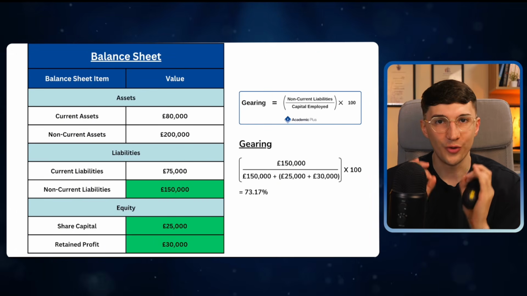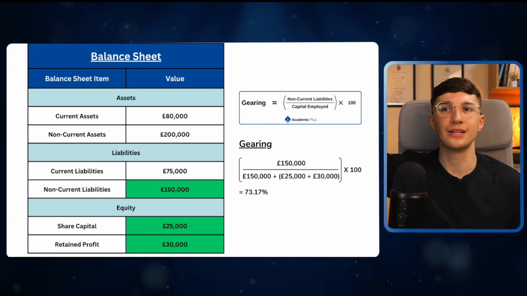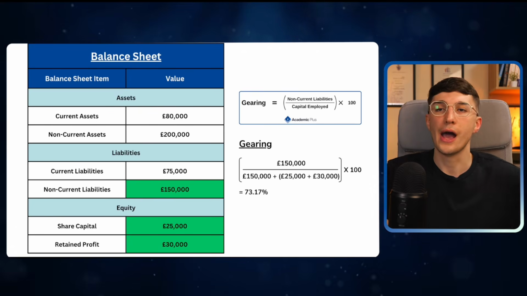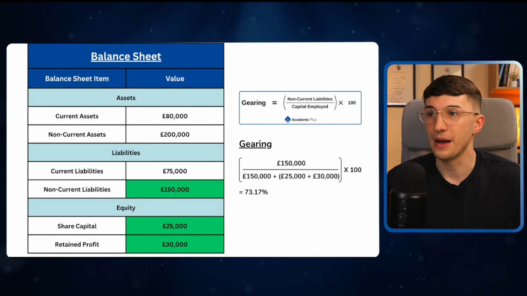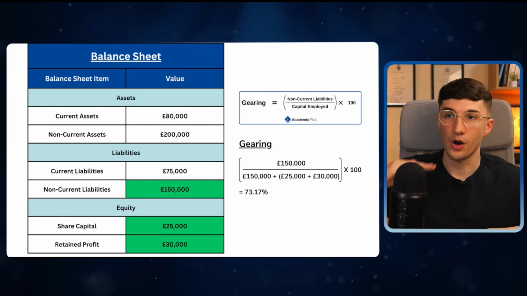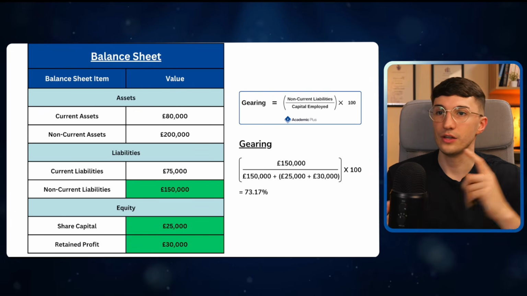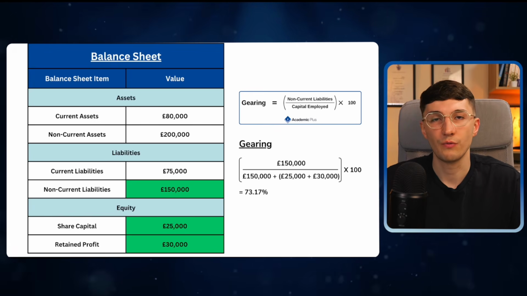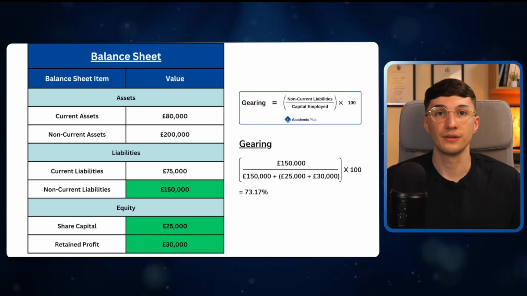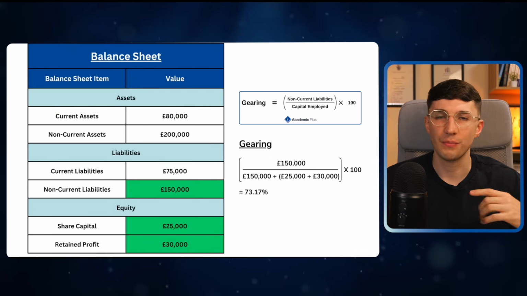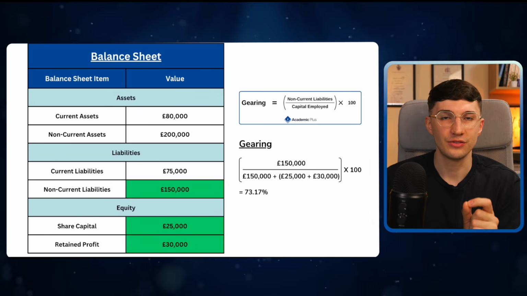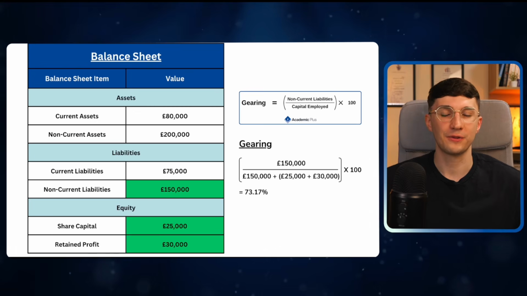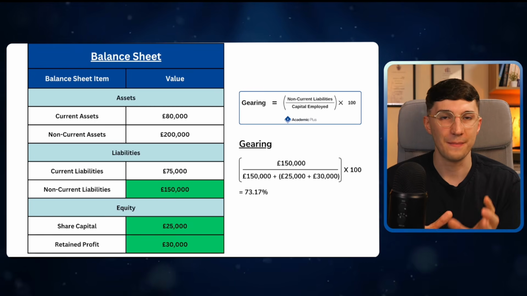And remember, the formula for gearing is non-current liabilities divided by capital employed, also known as non-current liabilities plus equity, all of that times 100. So I'm just going to put in the information. We do 150,000 divided by 150,000 plus equity, 25,000 plus 30,000, all of that times 100, which gives me a gearing ratio of 73.17%, which essentially means for every £1 of my capital employed, 73 pence of that has come from long-term debt. So 73% of all of the capital employed is coming through long-term debt methods of finance.